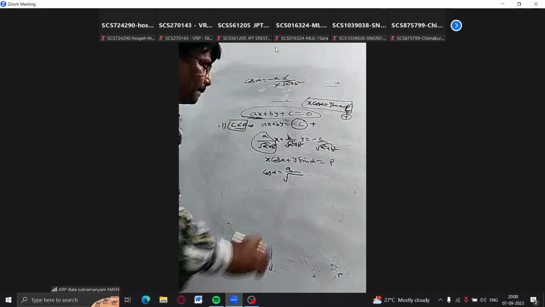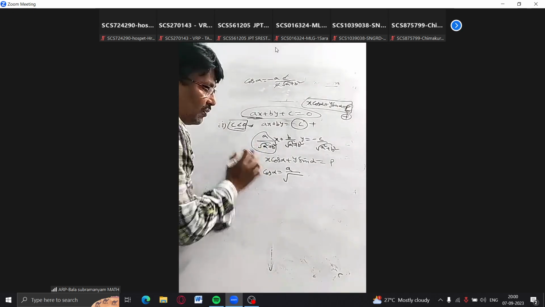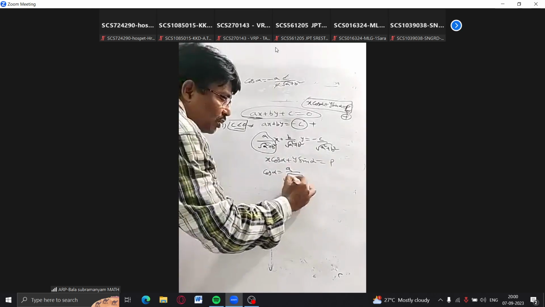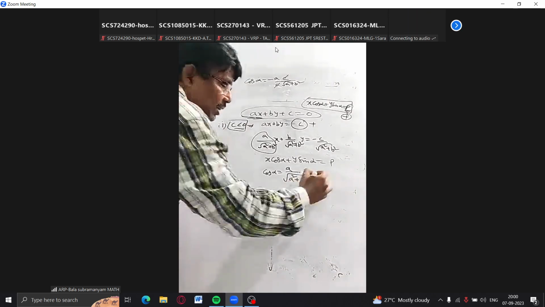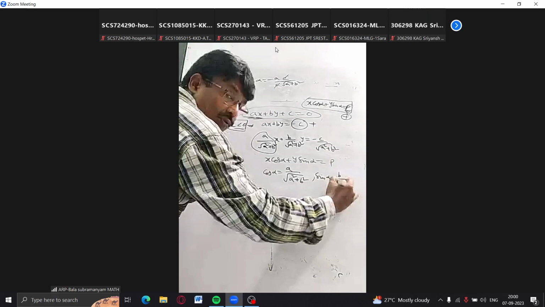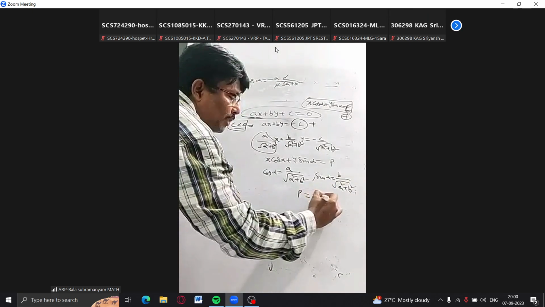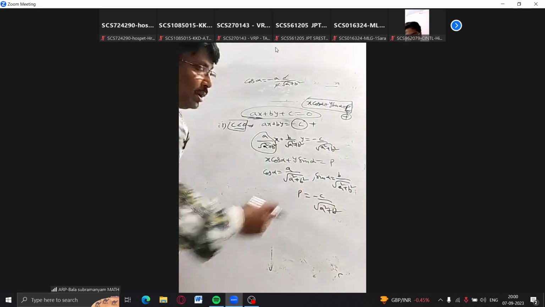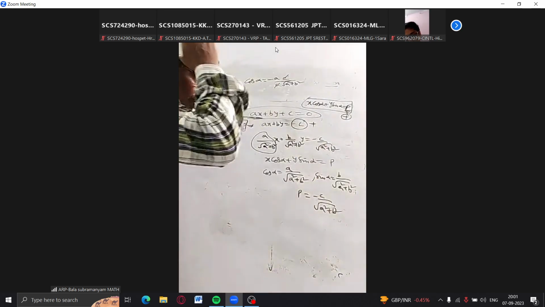So now comparing the equation with the normal form x cos alpha plus y sin alpha is equal to p. Cos alpha is equal to a by root of a square plus b square. Sin alpha is equal to b by root of a square plus b square. P is equal to minus c by root of a square plus b square. Here minus c, but the total value is positive.